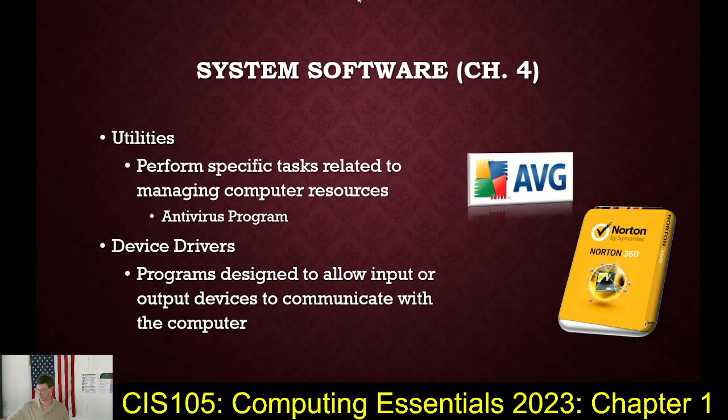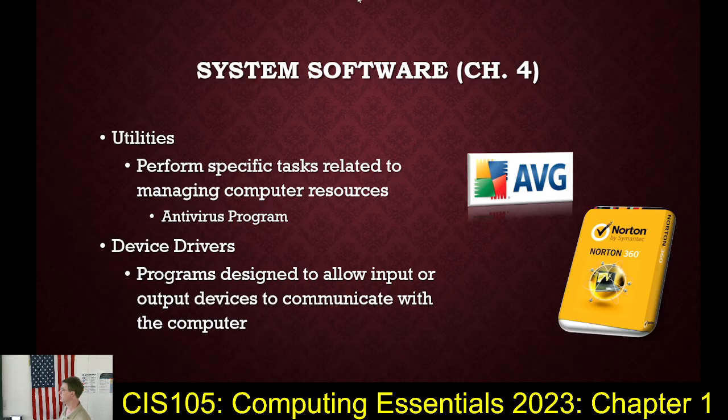Utilities. When I'm talking about utilities, we're talking about antivirus programs. We're talking about backup programs. We're talking about these different types of utilities. Or the task manager, for example, which I will go in depth on when we get to chapter 4.